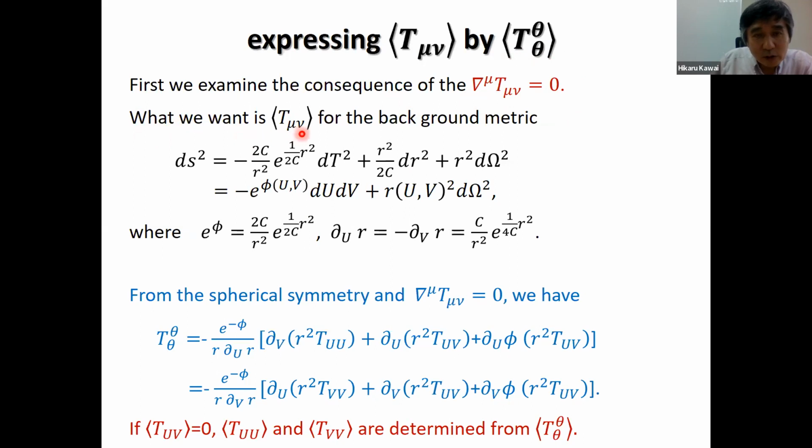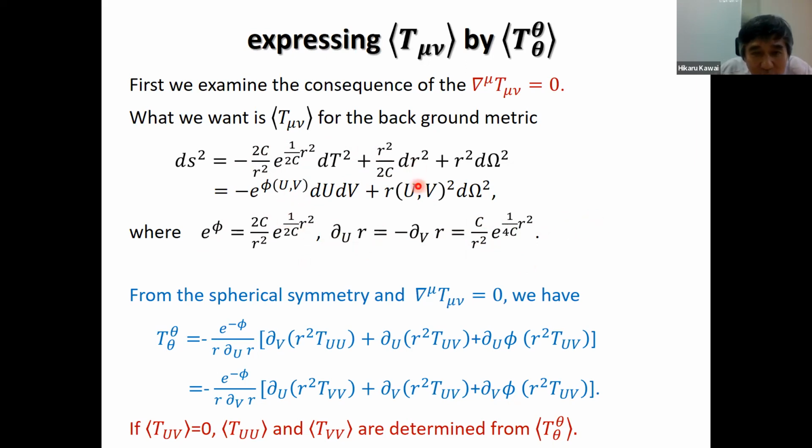What we want is to calculate T mu nu for the background metric. This is our background metric. Here I use a static metric, in T-R coordinates, and this can be easily mapped to Kruskal coordinates. The conformal factor e^phi is just this factor, and dr/du is just the square root of the ratio of this. So du/dr is minus dv/dr, and this one is the square root of the ratio. So we have c over r squared, exponential of 1 over 4c r squared.